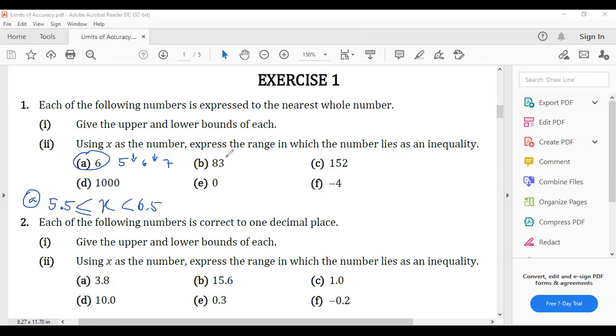Okay. And 83. How about 83? 83 is in between 82 and 84. Right? Is that right? So what does this become? Come on, anyone? 82.5 and 83.5. Nice. Don't forget the X. Yeah, don't forget to put the X. So like this. Okay, equal sign only on the left side.